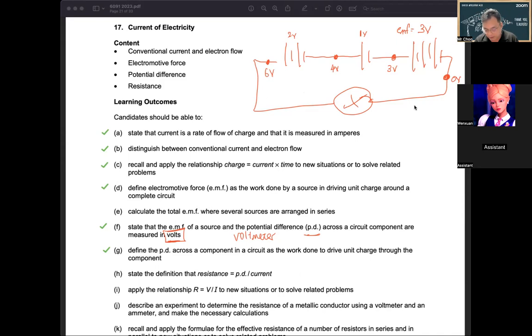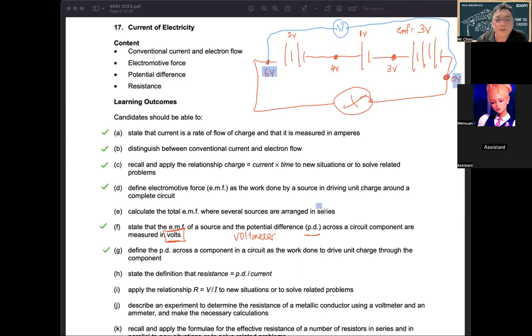So if I want to find the total EMF, all I need to do is connect here with a voltmeter to the original point 0. Can you see my voltmeter is supposed to measure the difference between the 2 points. So what's the difference? We have the 6 volt here and the 0 volt here. The difference is 6. So the total EMF is 6.